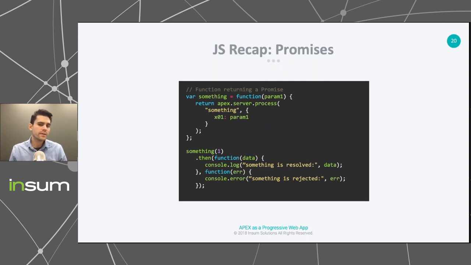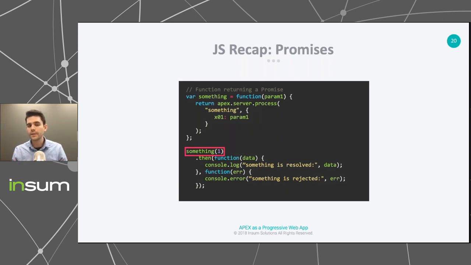A promise is simply an object that returns asynchronous code. Let's take apex.server.process as an example, because it returns a promise. So I am declaring a function called something, and all it does is return the result of an application process called something. Then we can invoke the function something, which will trigger the application process.